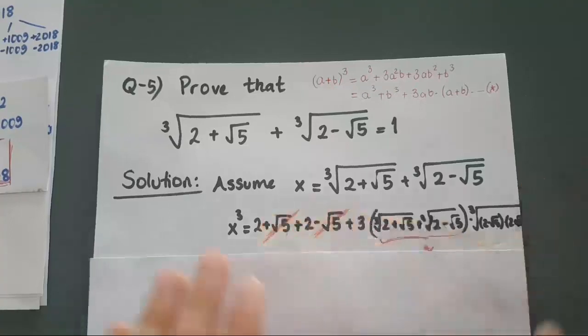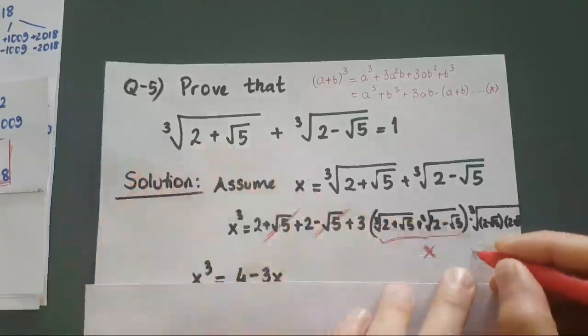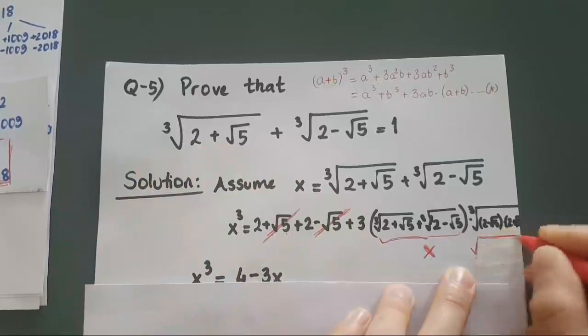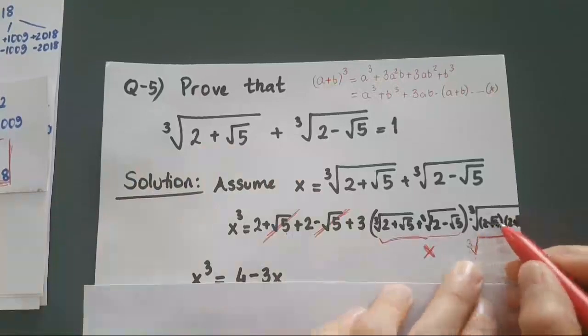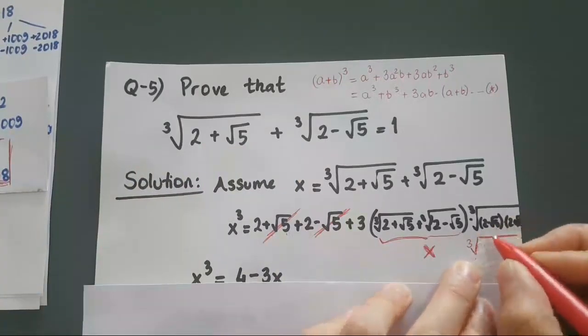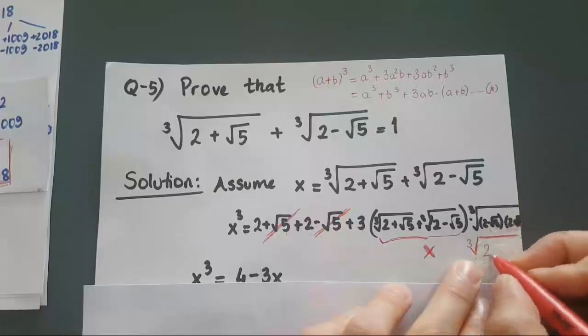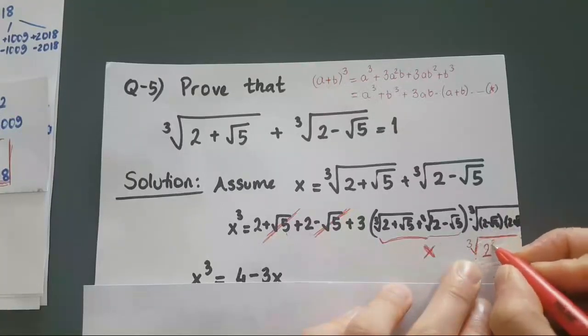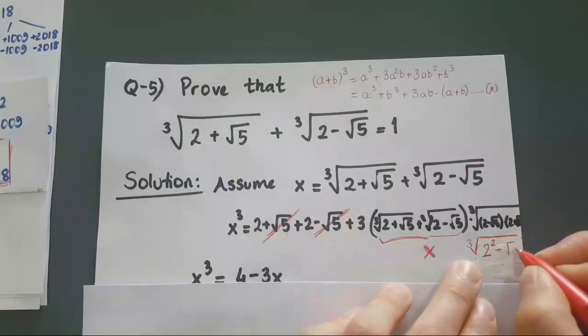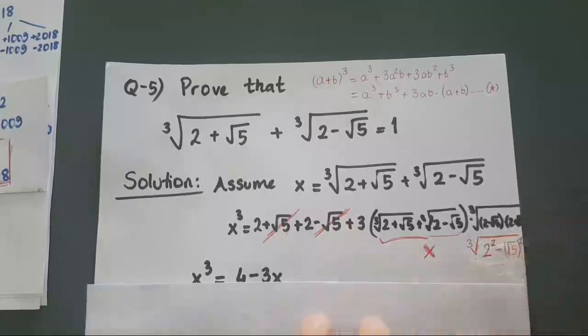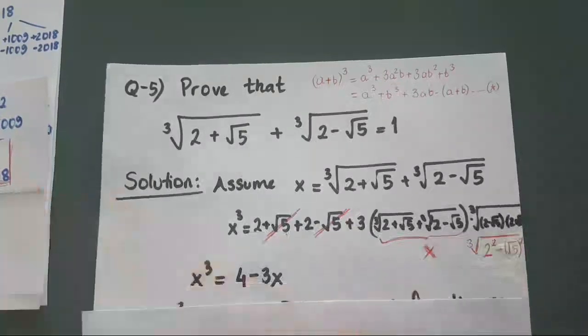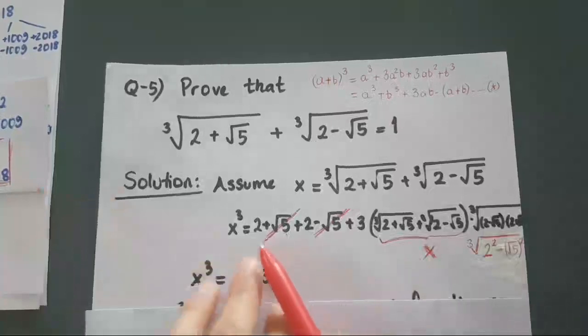It is not that clear. If you want, I can write it once again here. Here we have 2 minus root 5, 2 plus root 5. So it is the sum and difference of two expressions. So can I write it in this form? 2 squared minus root 5 squared? Yes, I can.